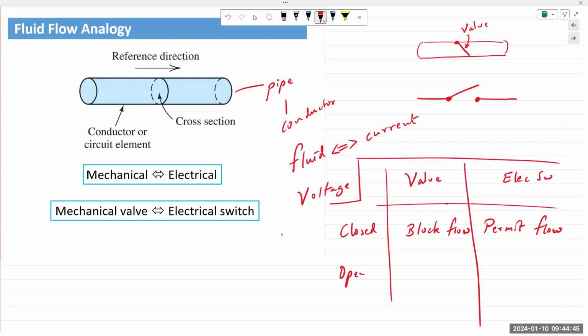Mechanical valve, when open, will permit the flow. An electrical switch, when open, will block the flow. So the mechanical to electrical analogy is good, but there are differences between a mechanical valve and an electrical switch. So anytime you hear the words, the switch is open, that means there is a break in the line. Electrical switch open, current cannot flow through. Electrical switch closed, current can pass.